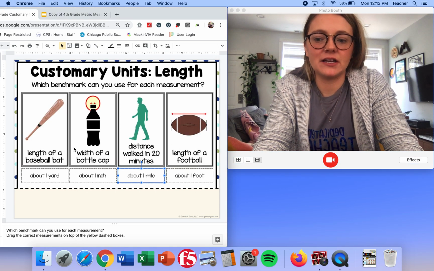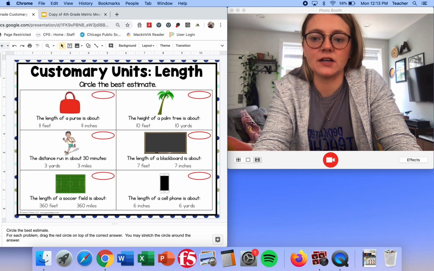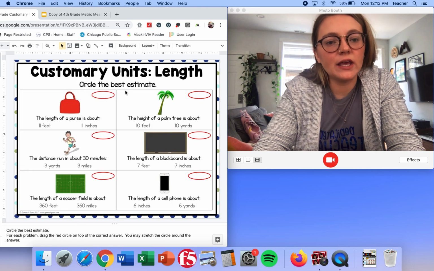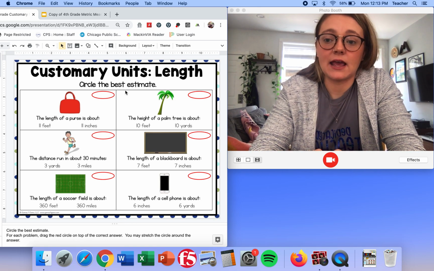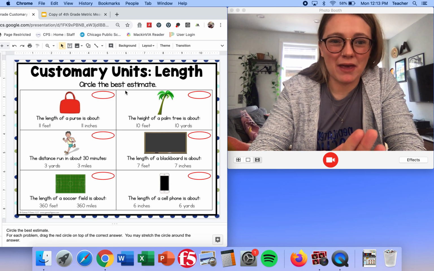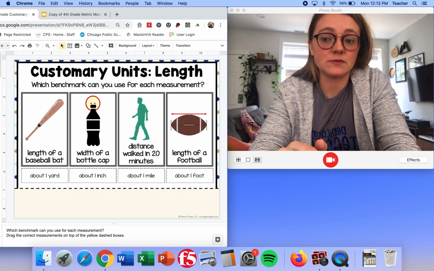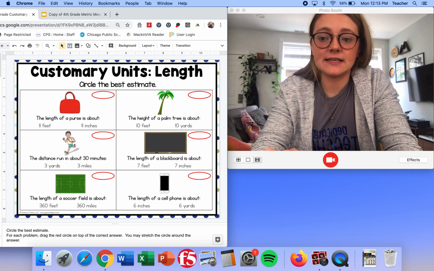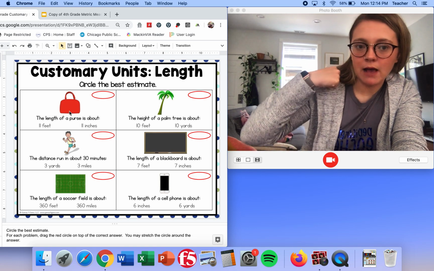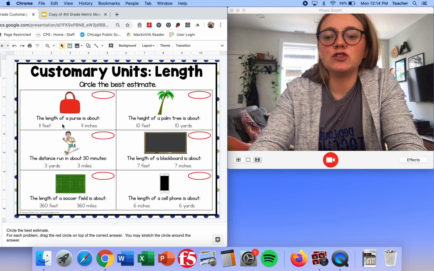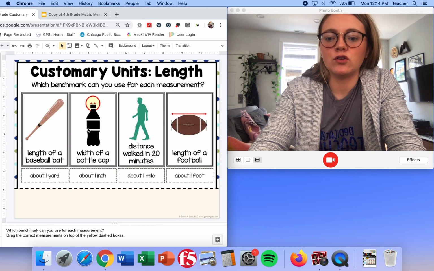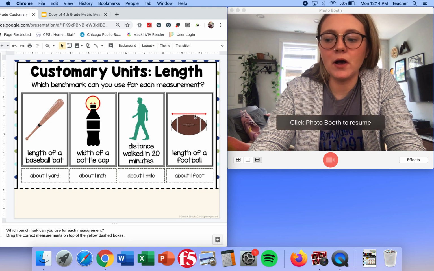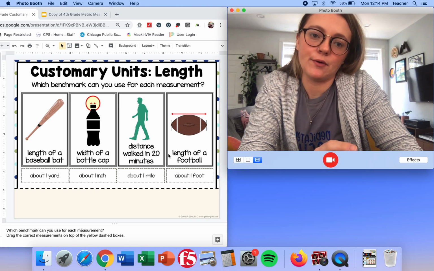Back to the customary conversions, we are going to go to another slide. What we're being asked to do today, that was all just vocab. What we're being asked to do today is to be able to make a good estimate using those vocab words we just learned. So let's see, a length of a purse, your mom's bag or your bag, would you measure that in feet or in inches? So would you measure it using a football length or using inches on a bottle cap?